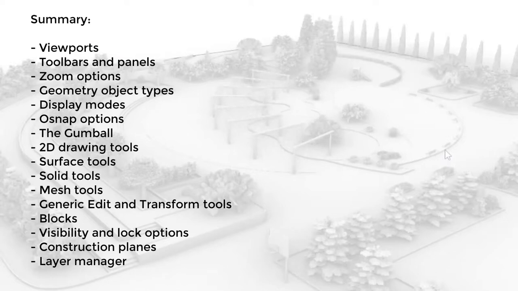I will start by the viewports, toolbars, and panels in the Rhino interface, as well as the basic zoom options. Then, I will explain which are the different geometry types available in Rhino, and how to customize the different display modes. We will see some of the Osnap options that will be useful for modeling in 2D and 3D, including the Gumball. Then, I will show some of the tools to create 2D geometry, surfaces, solids, meshes, and some generic editing tools to work with these geometry types.